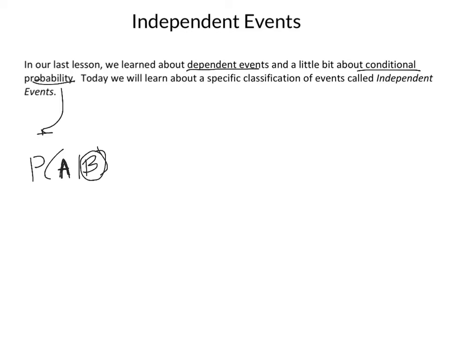Today, we're going to be learning about a specific classification of events, which means some events are this and some events are not. So a classification of events called independent events. So again, as you're going through probability, you're going to find that some events are independent and some are not. And today's lesson is all about what those are and how we tell whether or not they're independent.